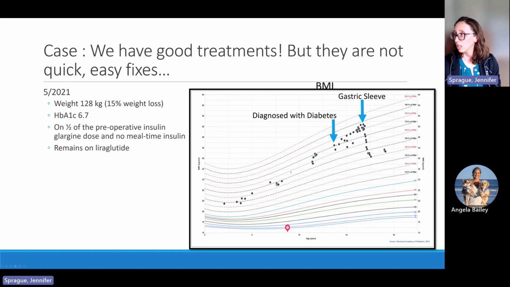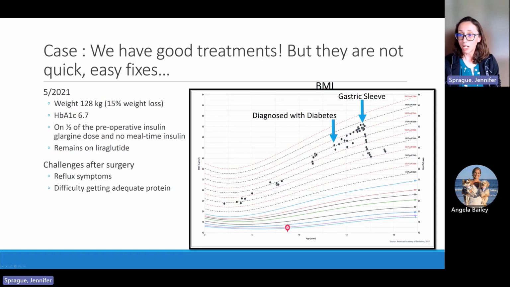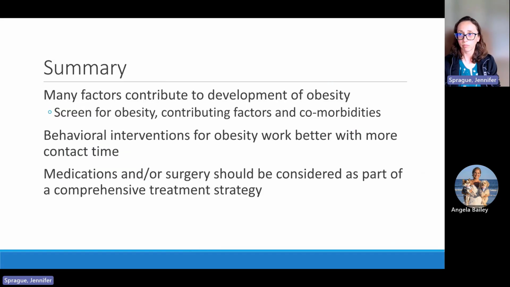You can see some pretty dramatic weight loss after her surgery, but it wasn't without complication. She did have reflux symptoms. She struggled to get adequate protein. So it's not a simple quick fix. It's a lifetime of treatment, even if you get bariatric surgery.